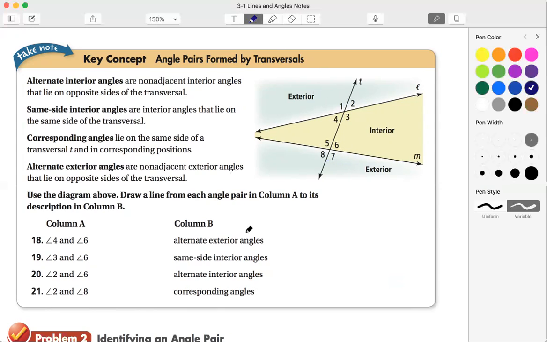All right, so use the diagram to draw the arrows. So what are 4 and 6? Well, 4 and 6 are alternate interior angles. 3 and 6 are same side interior angles. 2 and 6 are going to be corresponding angles. 2 and 8 are alternate exterior angles.